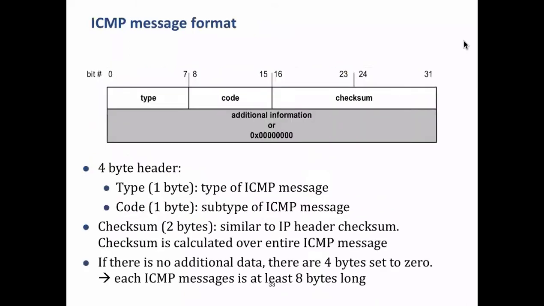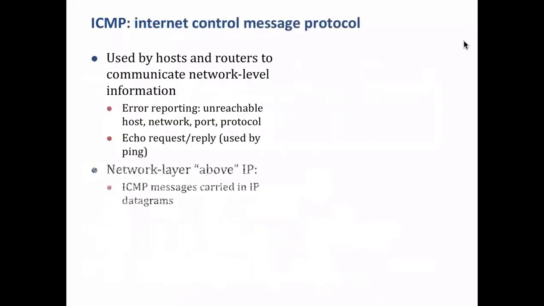Then the important fields are type and code. Type and code put together tell you what kind of message it is. We'll look at examples of this. And then of course there is a checksum and so on. Then some additional information can be there, which is part of the message because of which the ICMP message is being sent. I'm sure you would have studied this in detail.